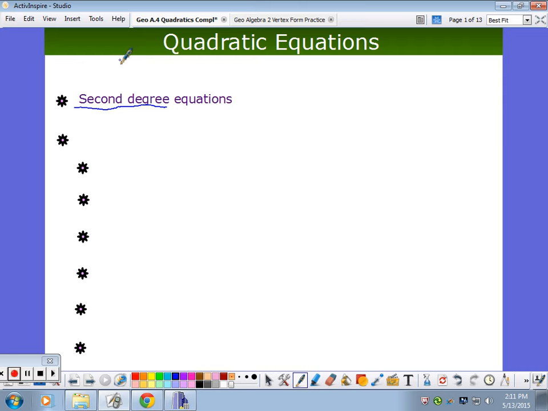Let me ask you this question. Is the thing I'm about to write a polynomial? Yes. Is this a polynomial? No. Is that a polynomial? No. Is it? No. Yeah, maybe.